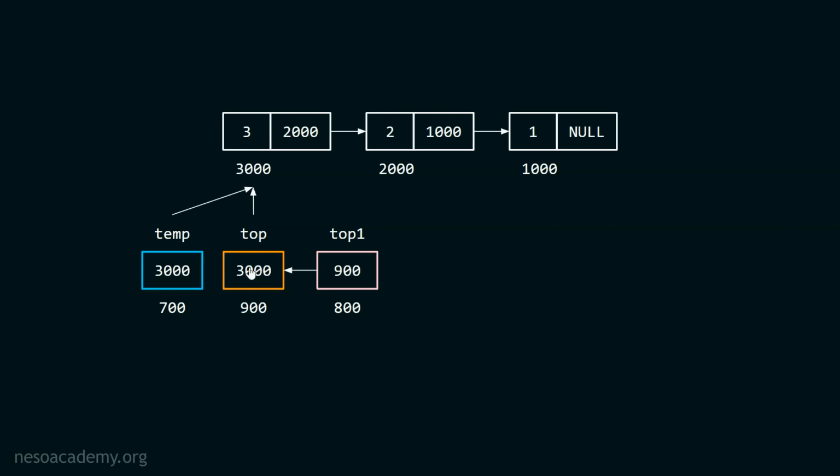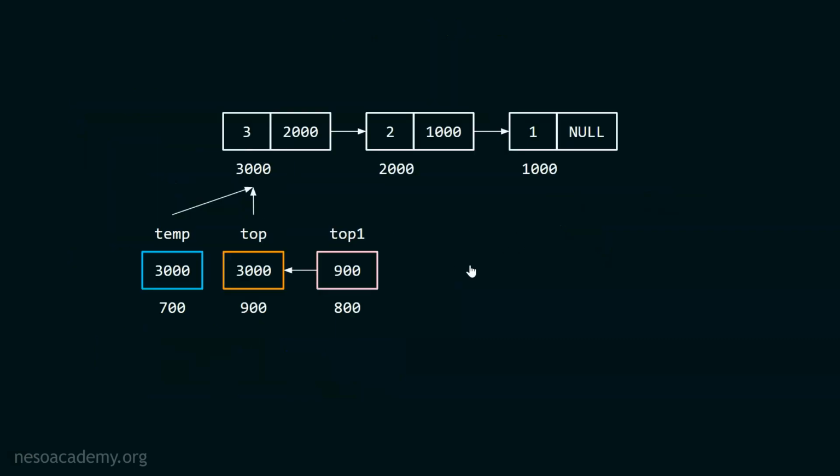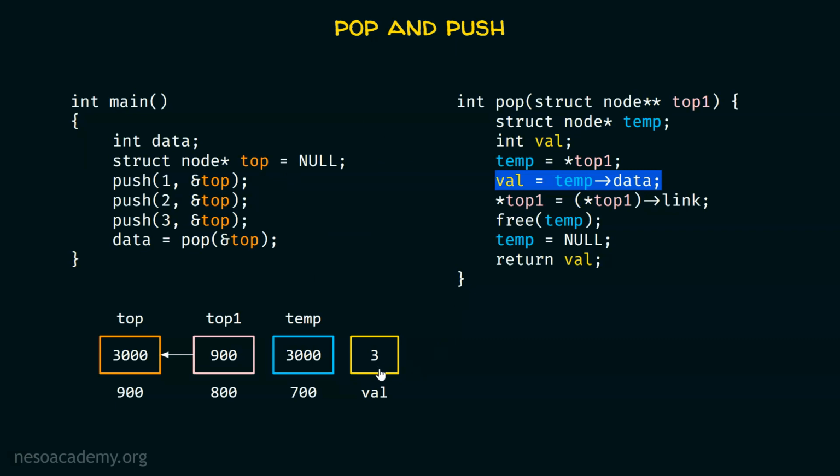Later on, we have to move our top pointer to the second node of the list, and then we can simply delete this node. After this, the next step is to simply store the value of temp data inside val. We know that temp data is 3. Therefore, we can store this value 3 in this val variable.